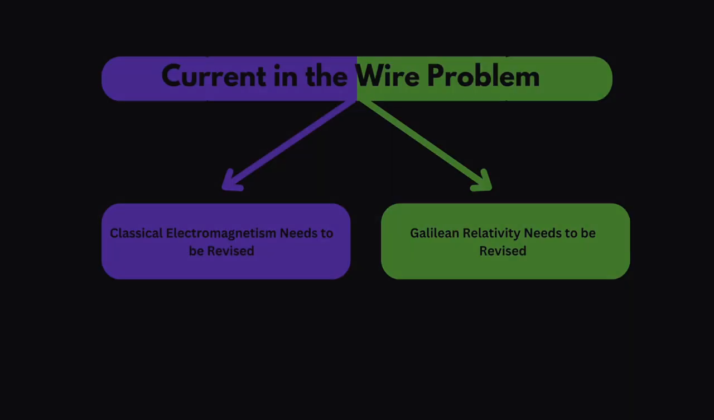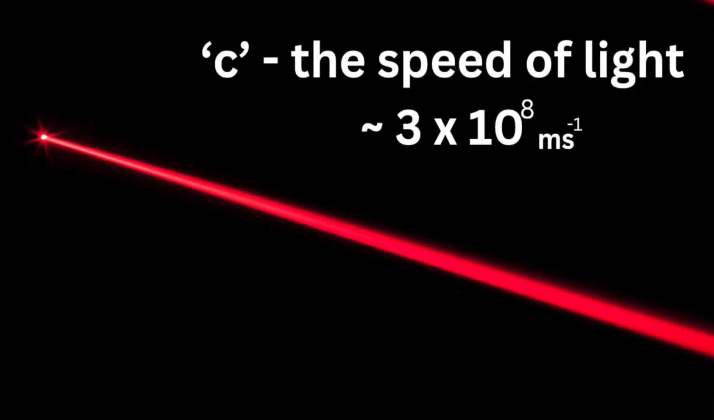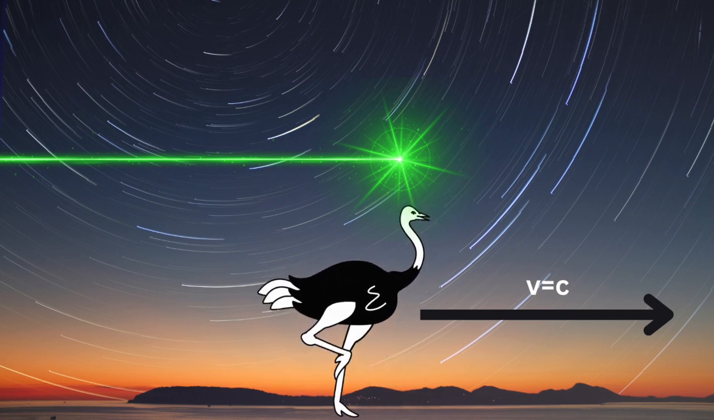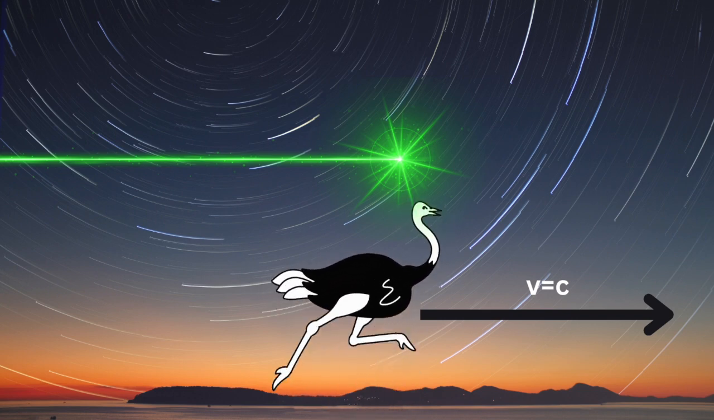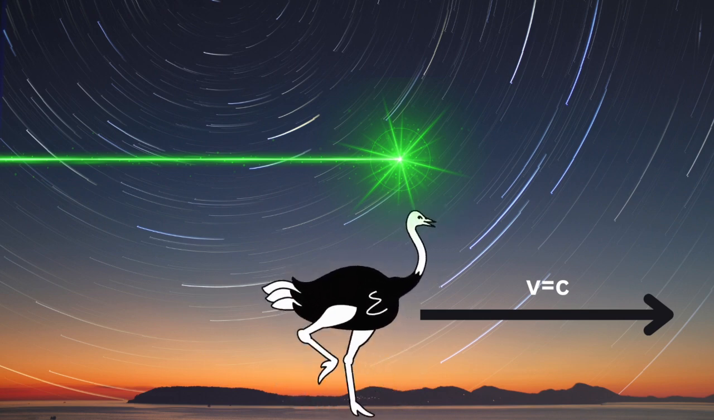To solve the problem, there are two possible routes of action. Either classical electromagnetism needs to be revised, or Galilean relativity needs to be revised. Given the success of classical electromagnetism in experiment and the concrete mathematical basis behind it, Einstein chose to take a deeper look at Galilean relativity by testing it in the most extreme speeds. The most extreme speed known at the time was the speed of light. According to Galilean relativity, if you were to run at the speed of light alongside a beam of light, you would observe the light itself to be stationary, an idea allegedly dreamt up by Einstein at the age of 16.